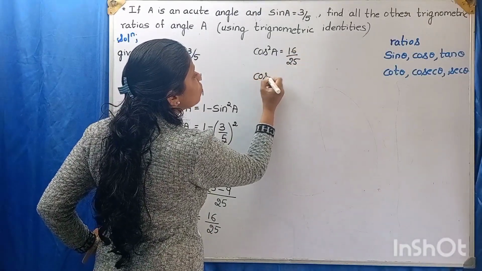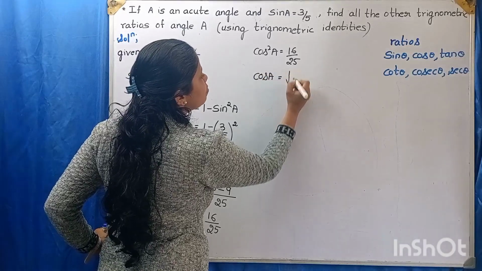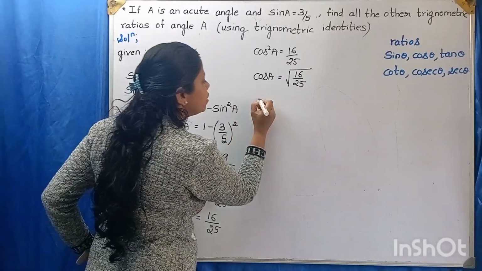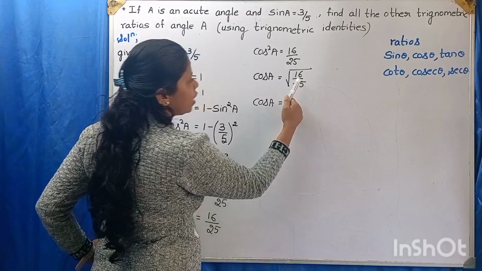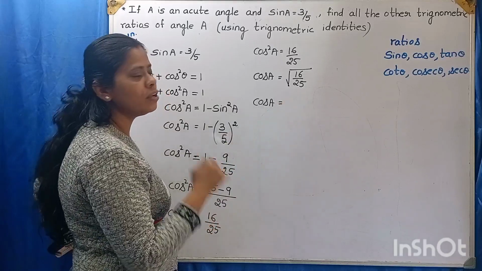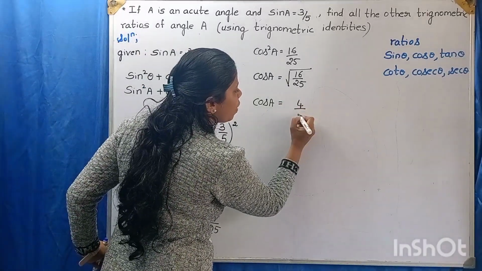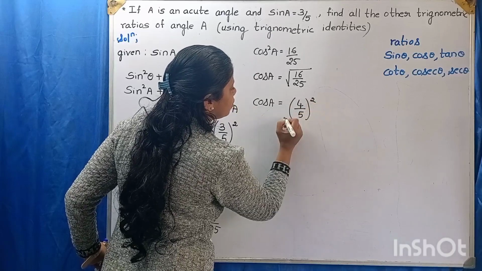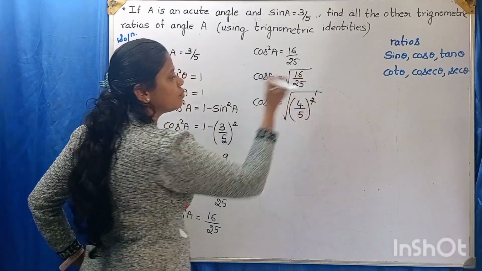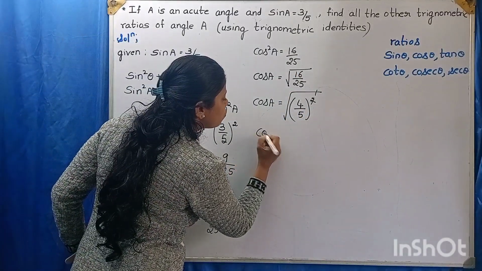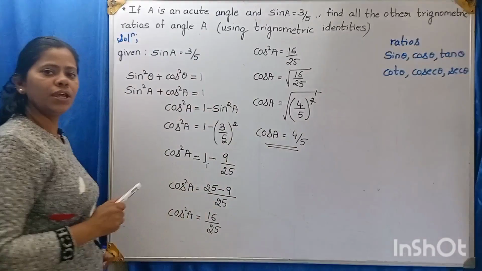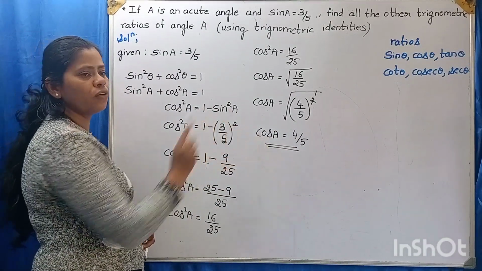Then, cos A is equal to what? It will become square root of 16 by 25. Now, see here, we know that 16 means 4 the whole square and 25 means 5 the whole square. So, I will write it as square root of 4 by 5 the whole square. Now, this square and the square root will get cancelled. Then, cos A is equal to 4 by 5.